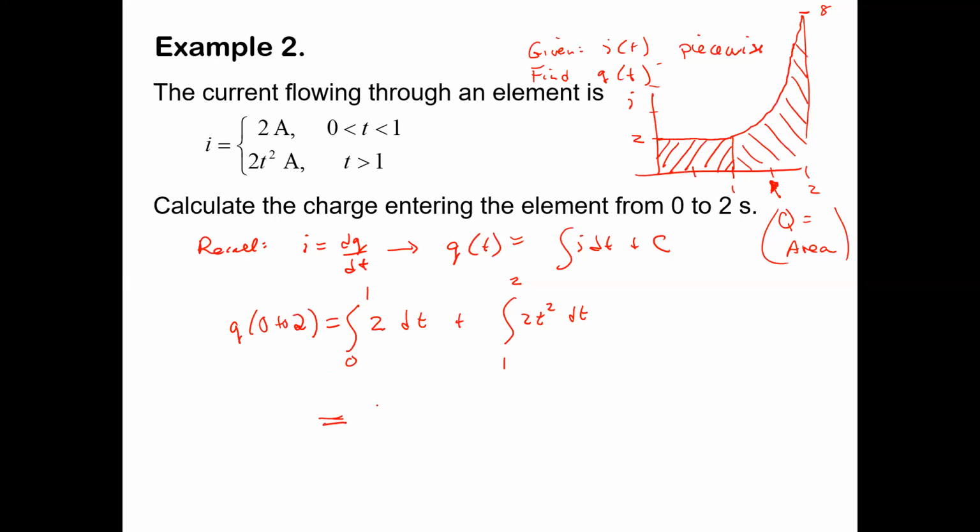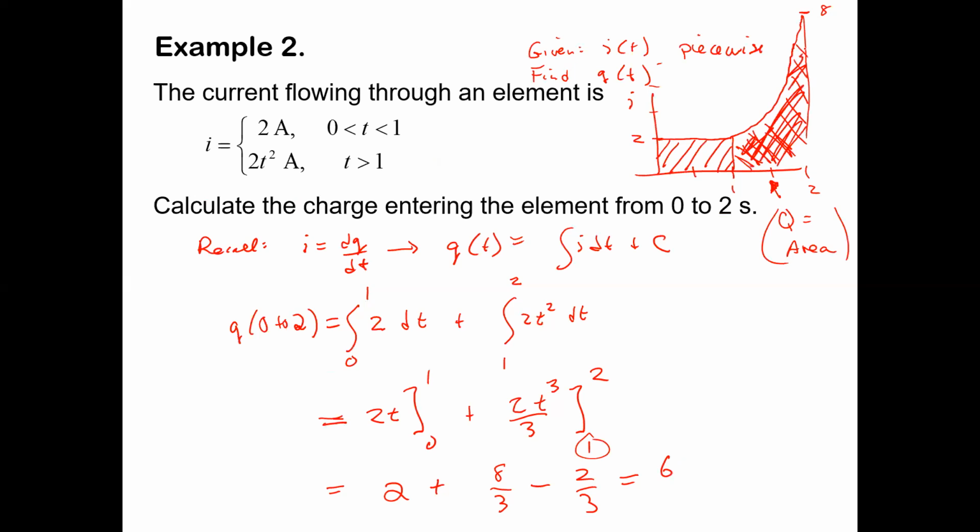So that equals 2t from 0 to 1, and what is that? 2t cubed over 3 from 1 to 2. So that equals 2 plus, this is going to be, looks like 8/3 minus 2/3. Because I got a 1 here, in that limit, because we're finding the area from 1 to 2. That's this thing right here.